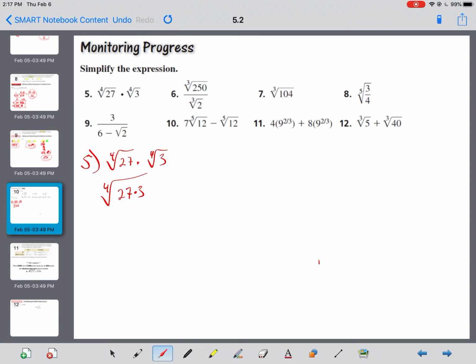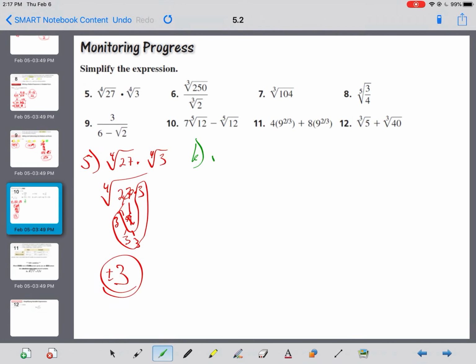Because they are the same index, we can put them underneath the same radical symbol. Now let's just break the 27. 3 and 9, 3 and 3, 1, 2, 3, 4 3s, so 3, technically plus or minus, but plus is good in this situation.